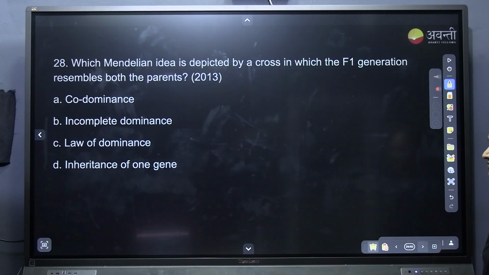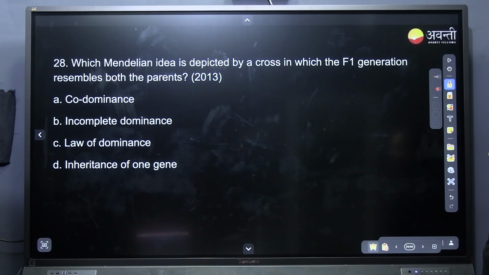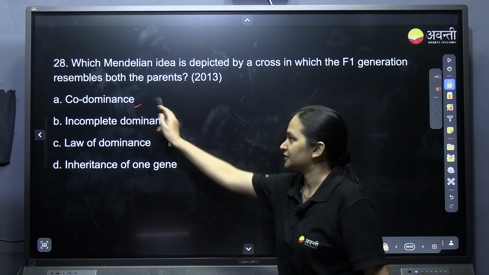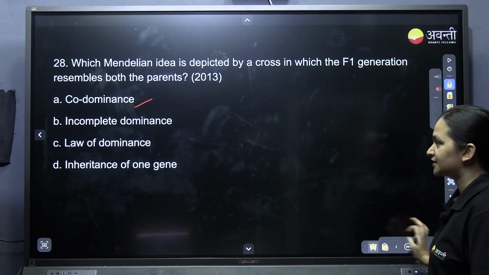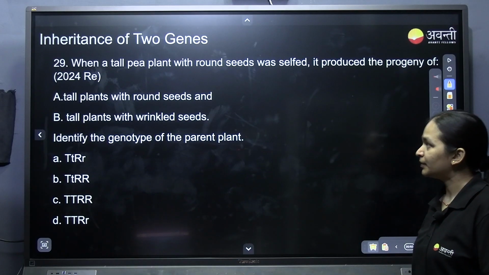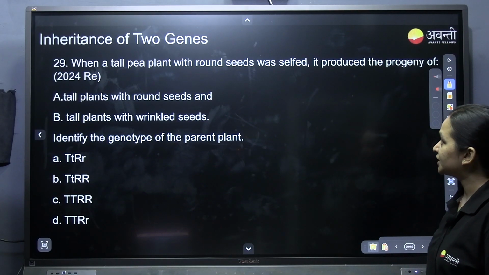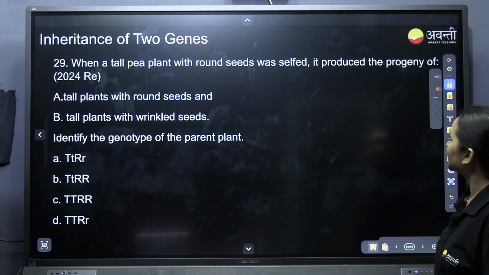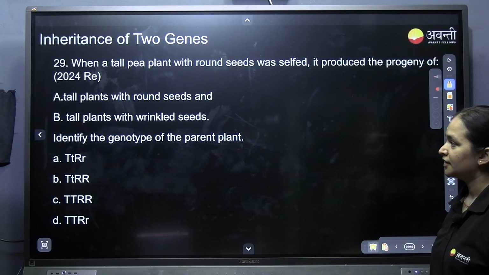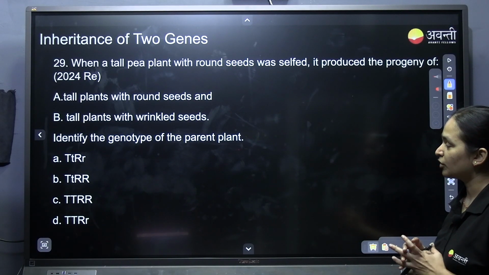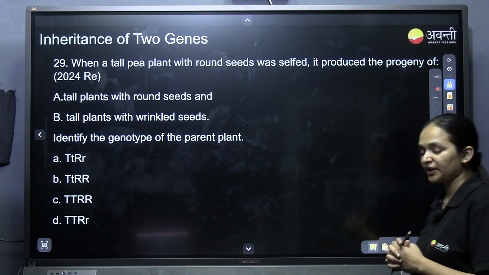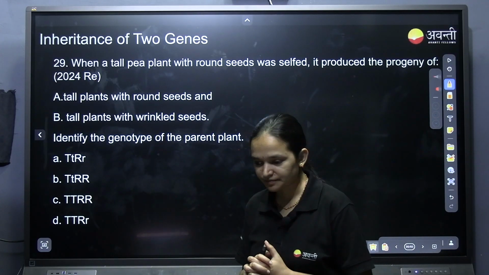Codominance, easy. Which Mendelian idea is depicted by a cross in which F1 generation resembles both the parents? Codominance. A is the correct answer. When tall pea plant with round seed was selfed, it produced the progeny of a tall plant with round seeds, tall plant with wrinkled seed. Identify the genotype of the parent.